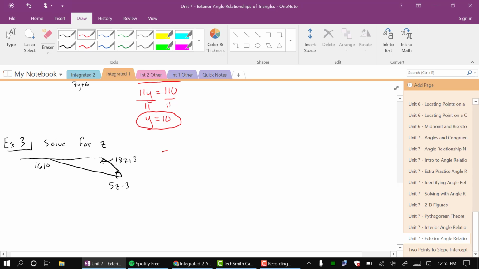So 5Z minus 3 plus 18Z plus 3 equals 161. Add those two together. That gives me 23Z. Negative and positive is just going to be 0. Divide by 23. I get Z equals 7. So again, I use the remote interior angles, basically the two angles that are not touching my exterior angle. Those add together to give you your exterior angle.